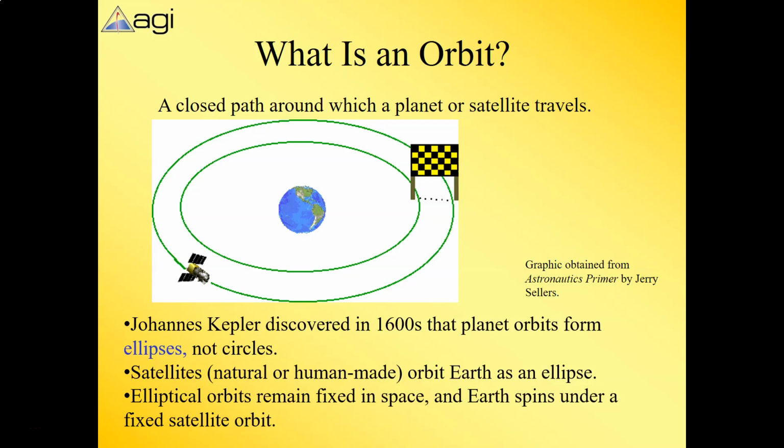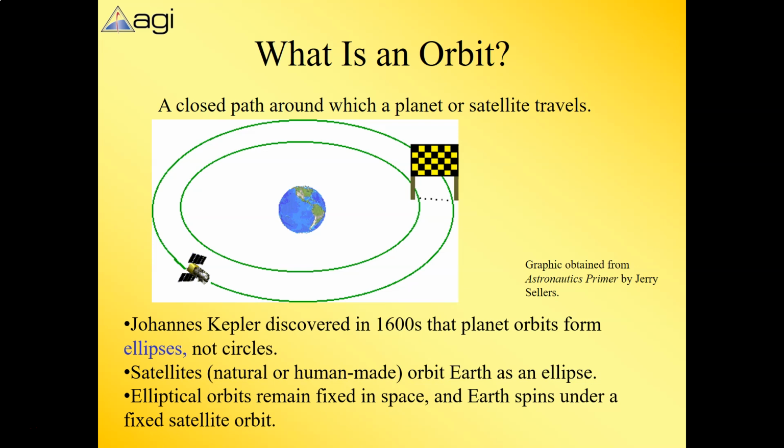I know we've covered this already, but just as a quick recap, orbits are a closed path around which a satellite or planet can travel. Johannes Kepler discovered that they weren't circles, but rather ellipses, and that this was something that he did with very little technology, no calculators, no computers. He just relied on his observations and working through the math by hand.